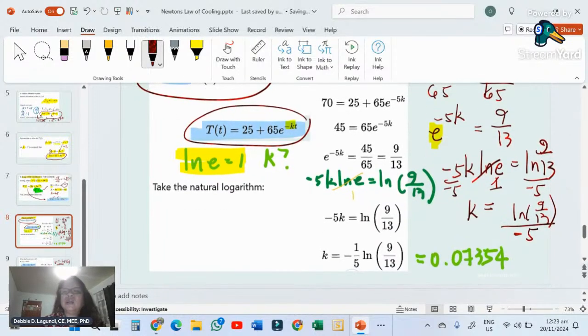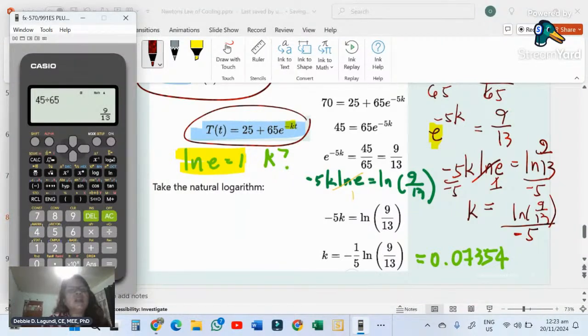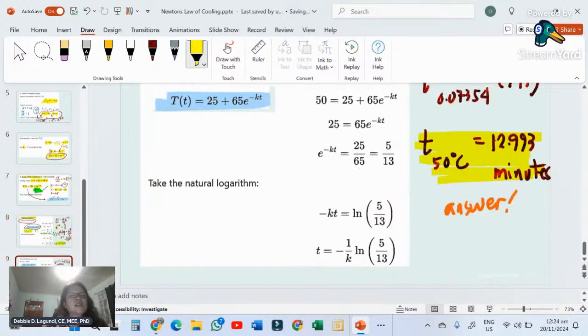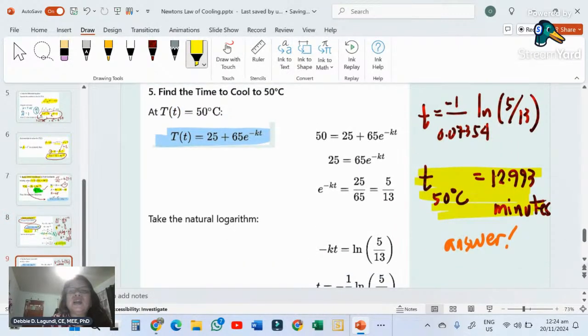And now we can use our calculator. We can directly put in our calculator, negative fraction 1 over 5, and you have an ln, and you have a fraction again, and that will be 9 over 13, and close bracket, and equals. So you have a k of 0.07354.